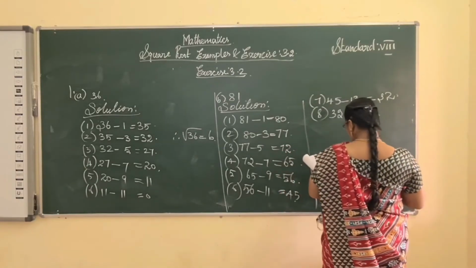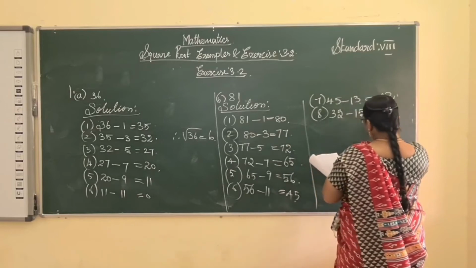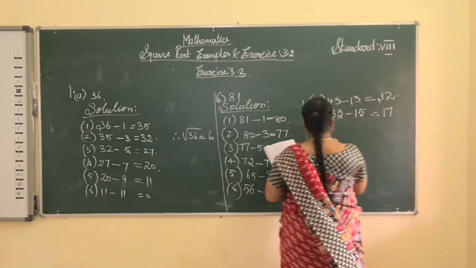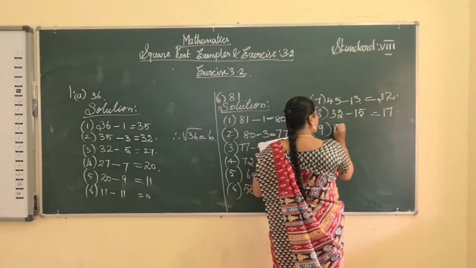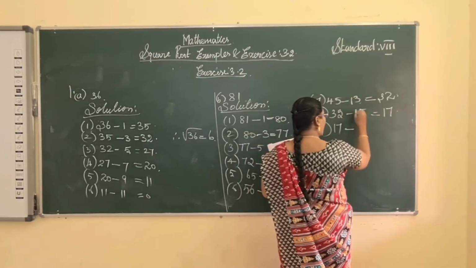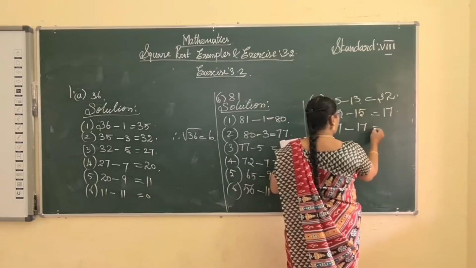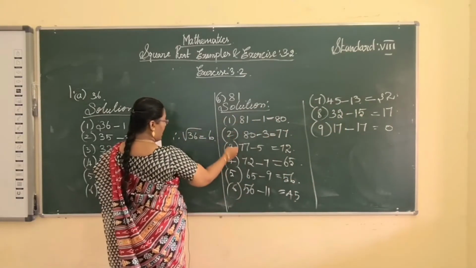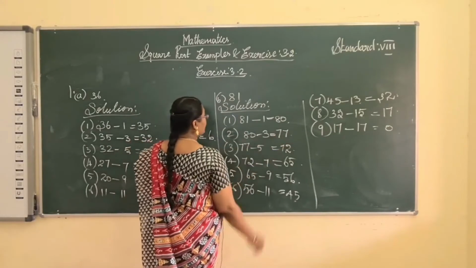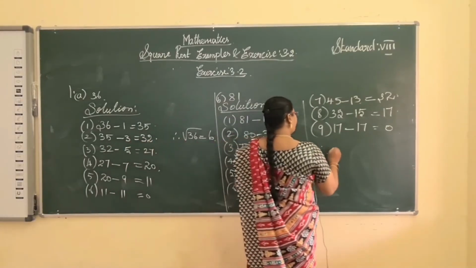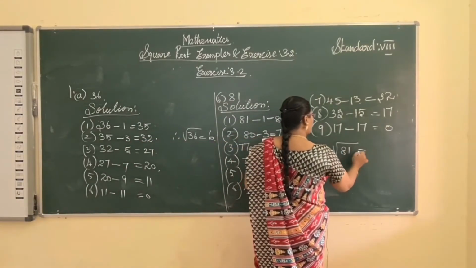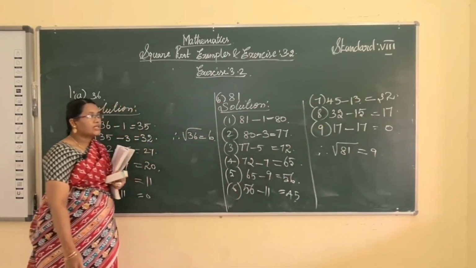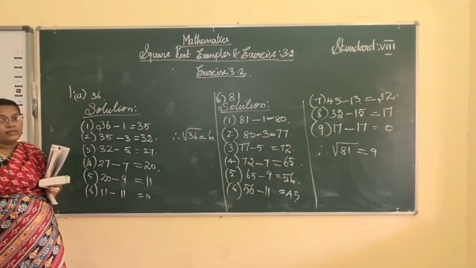So the eighth odd number, 32 minus 15, we get 17. Then 17 minus the next odd number, which is 17. We get the answer as 0. So how many times have we used the odd numbers? 9 times. Therefore, the square root of 81 is equal to 9. That's all. This method is called the successive subtraction of odd numbers.